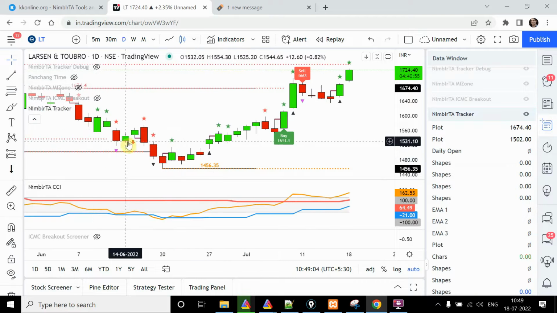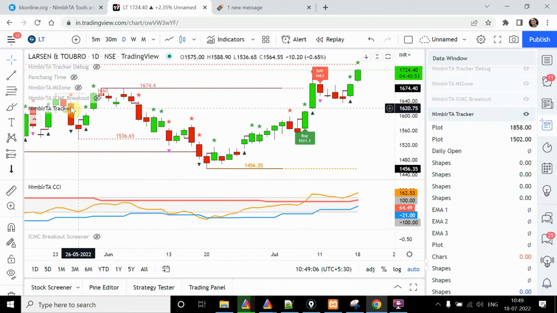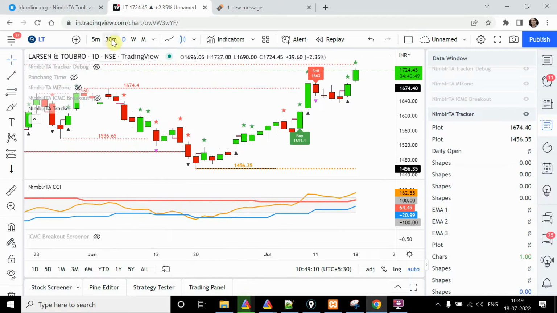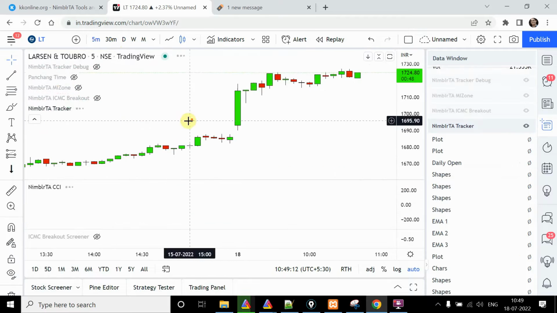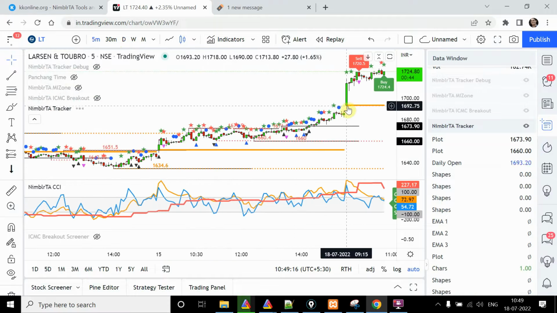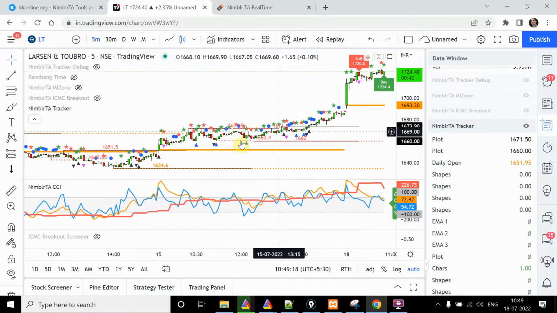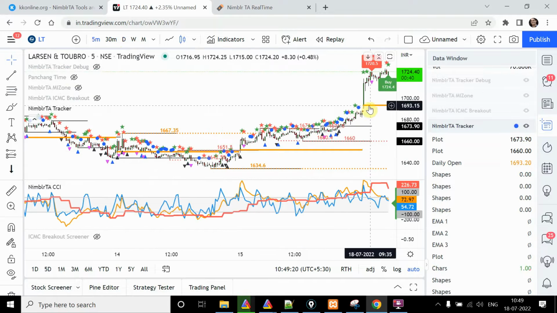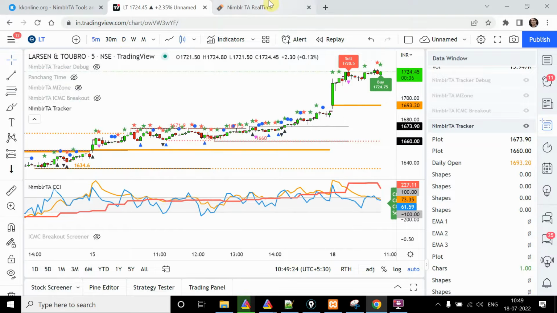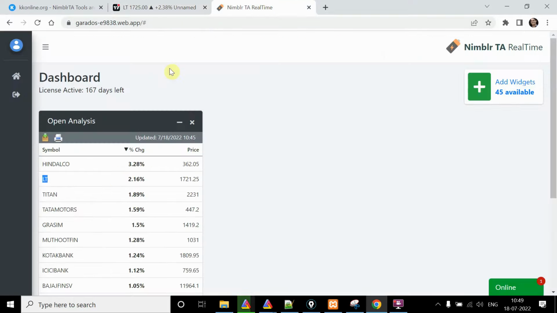So if you see over here how this information would get together. I am on a 5-minute chart right now. And over here, if you see the open line, the orange open line crossed above the previous open lines at the start of the day, and that is the time the widget tells you that it is an open analysis and you can take an entry.